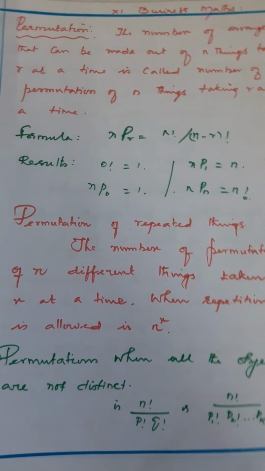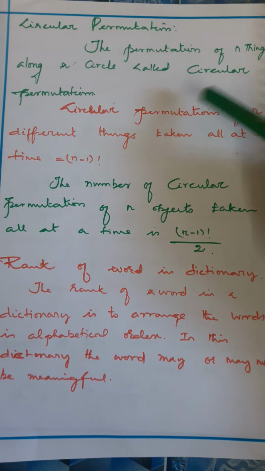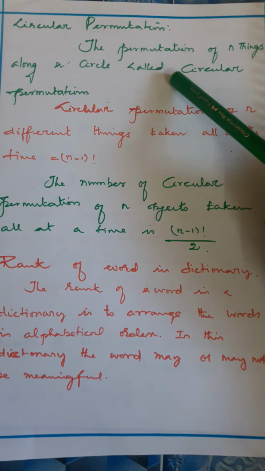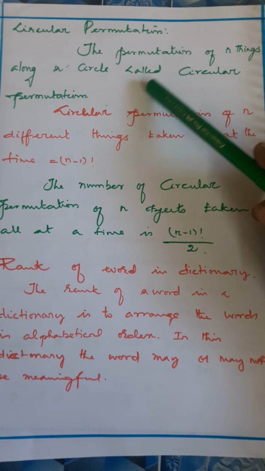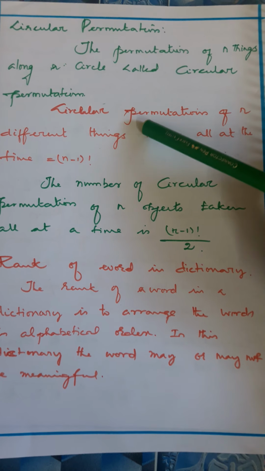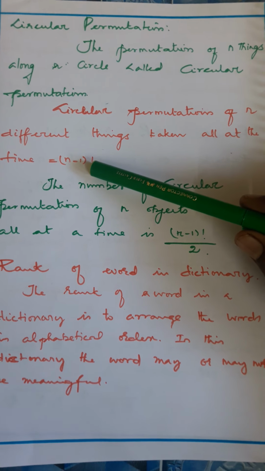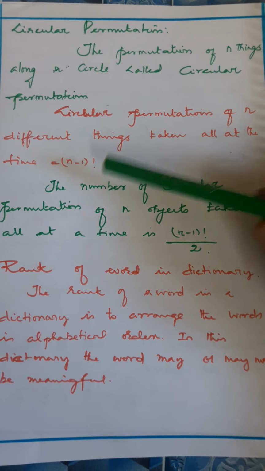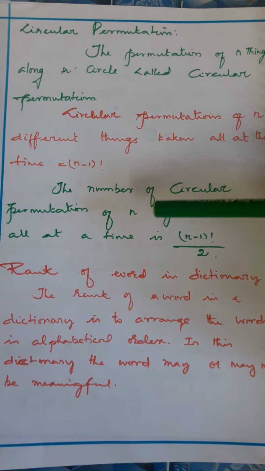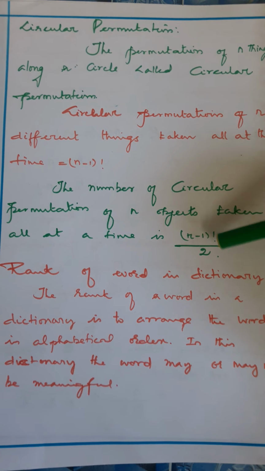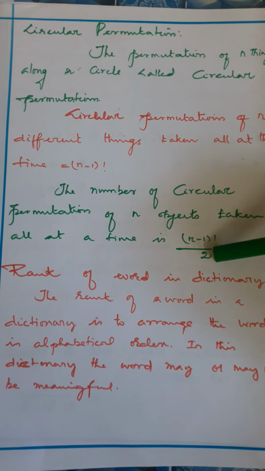Now the next one is circular permutation. The permutation of n things along a circle is called a circular permutation. We have to frame a circle with n objects. The circular permutation of n different things taken all at a time is (n minus 1) factorial. At the same time, the number of circular permutations of n objects taken all at a time is (n minus 1) factorial by 2.